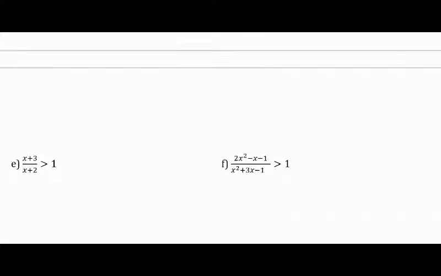What happens when you multiply an inequality by a negative? You've got to flip the sign. Is x plus 2 negative or positive? It's both, isn't it? It depends on the values of x. We could break this up into cases. When x plus 2 is less than 0, we do this. When x plus 2 is greater than 0, we do that, like we did with absolute value.